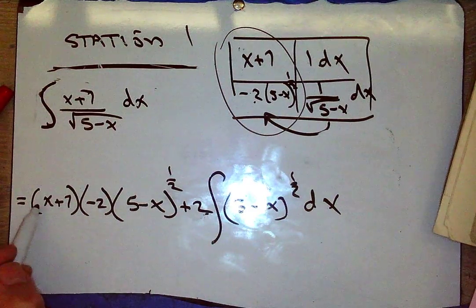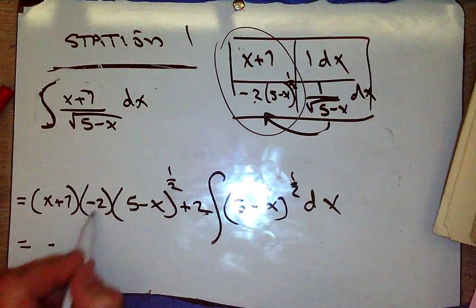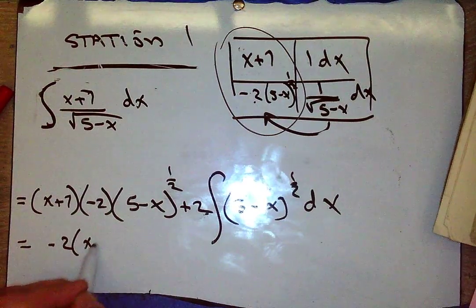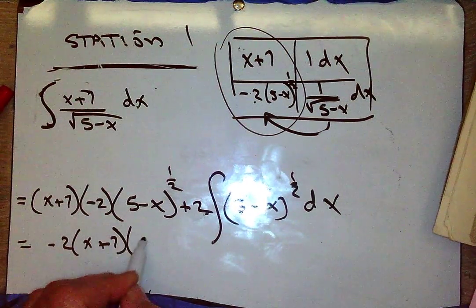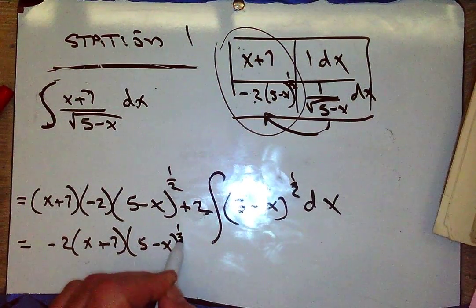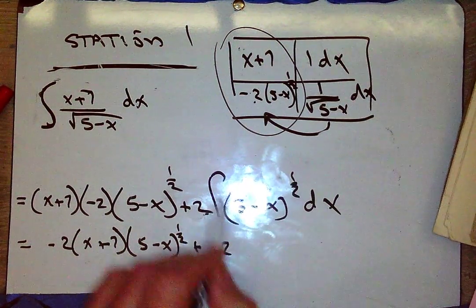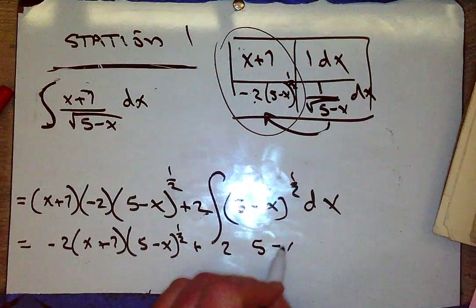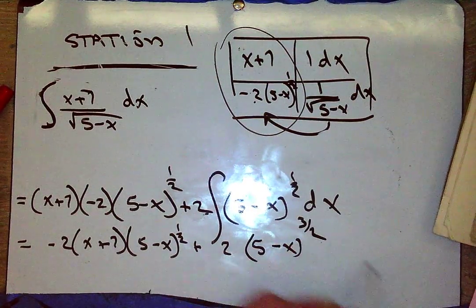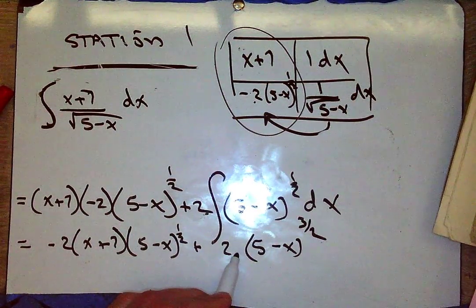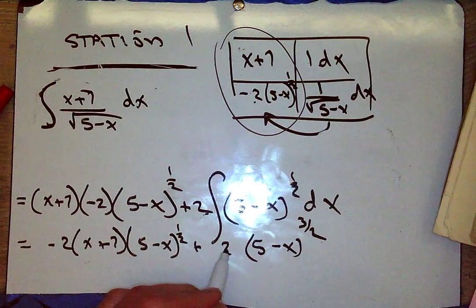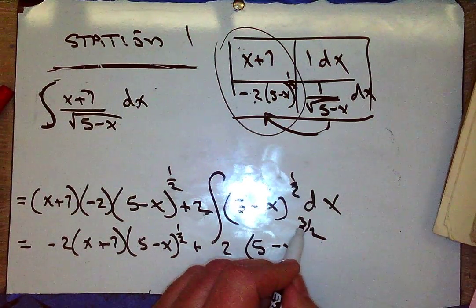No, I'm not going to FOIL. Sorry. I will move this -2 out in front. (x plus 7)(5 minus x)^(1/2), plus 2. And now my integral here, I'm going to have 5 minus x, this is going to be a 3/2. I bring the 3/2 down. The 2's would cancel, and I'd end up with a 3.